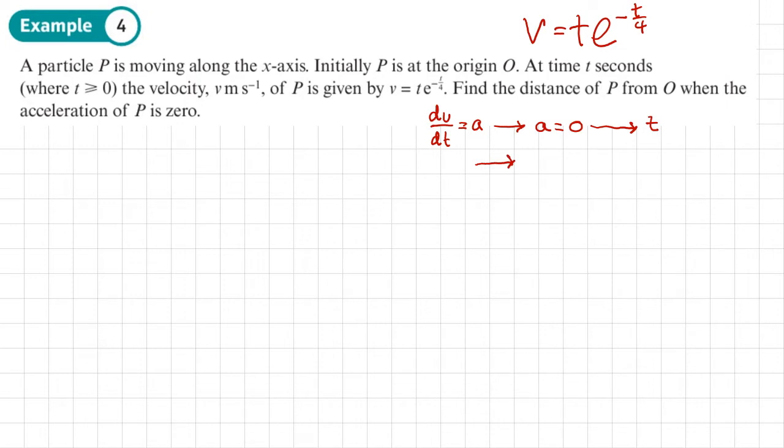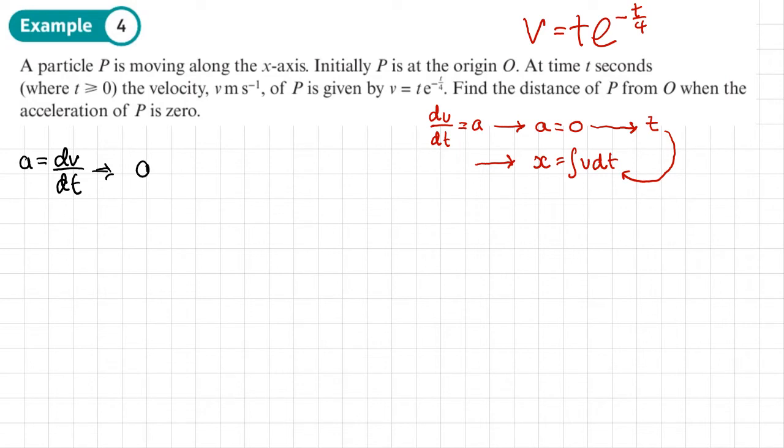So I will integrate my velocity to find my displacement. I will then substitute that value of t after I found a constant of integration into this to work out what that distance is. So there's some differentiation and integration. So first of all, let's work out what the acceleration is. So that's going to be dv/dt.